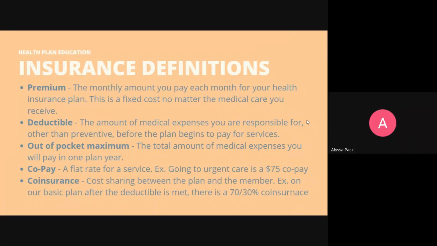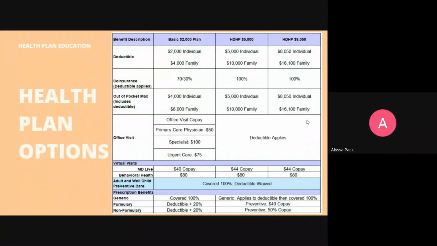Co-pays is a flat rate for a service, and co-insurance is cost sharing between the district and the employee for services. So as you're reviewing plans, make sure you understand those terms so you're educated when you're deciding those. The district has 3 health insurance options.